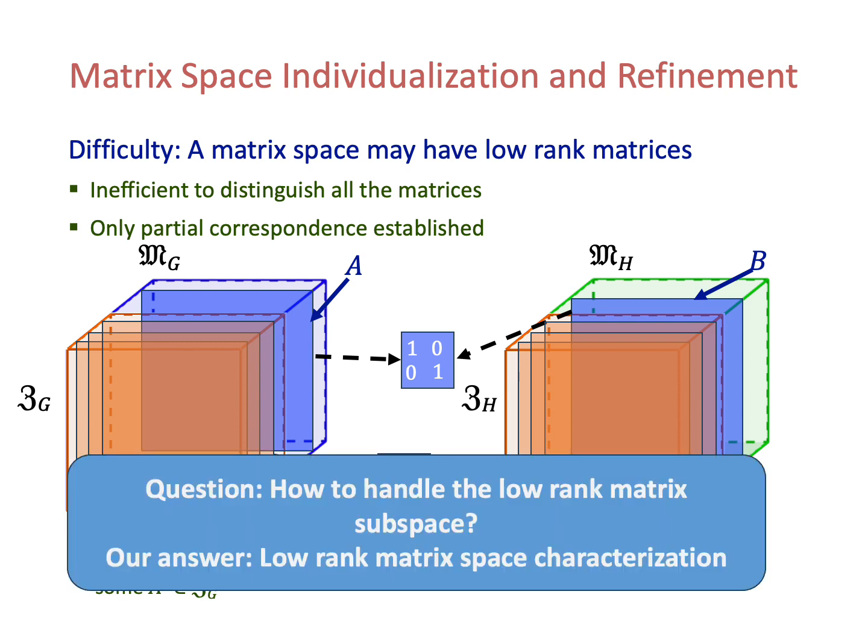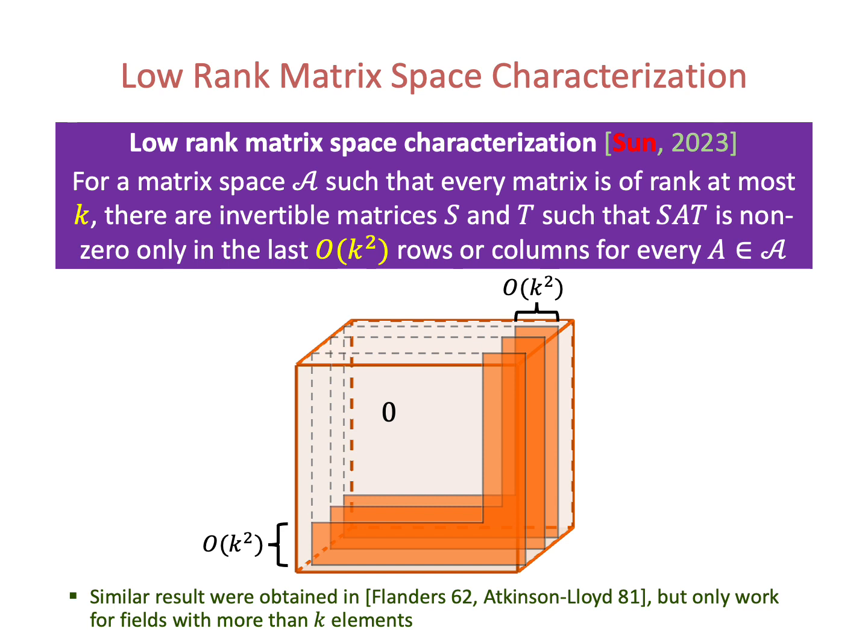The main question is then how to handle the linear subspace in which all the matrices are of low rank. Our answer is a characterization of low-rank matrix space. Suppose every matrix in a linear space is of rank at most k. We show that there are invertible matrices S and T, such that if we multiply S and T from the left and right to each matrix simultaneously, the resulted matrices only have non-zero entries in the last k-square rows or columns. In other words, the induced submatrices on the first m minus k-square rows and columns are all zero matrices.